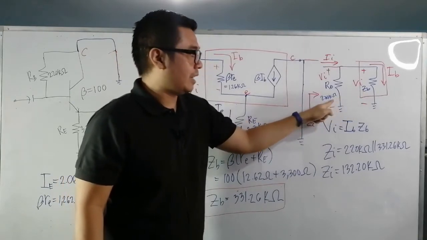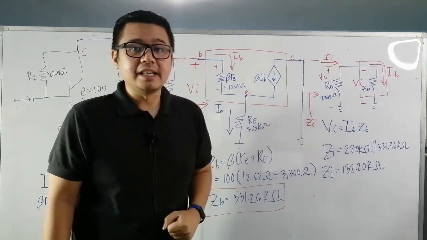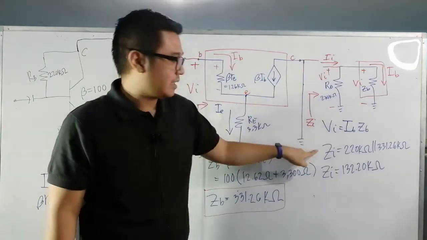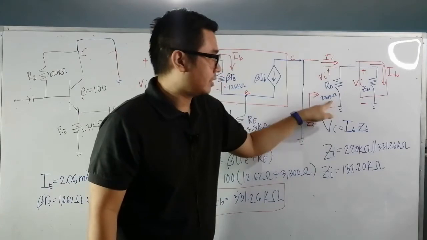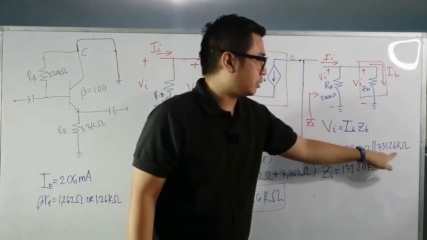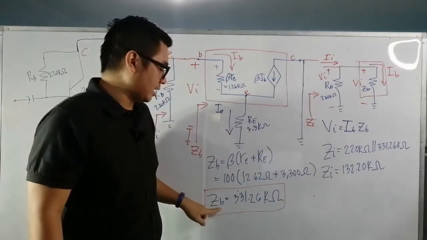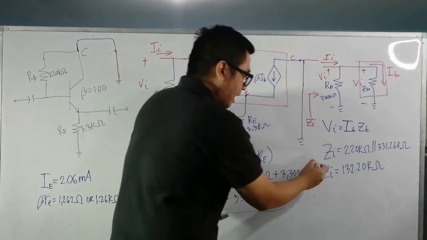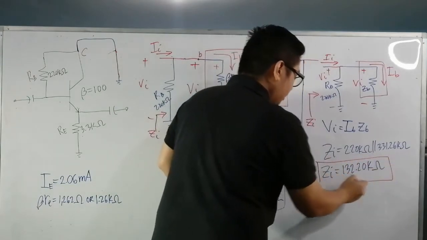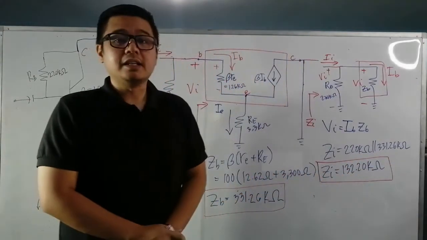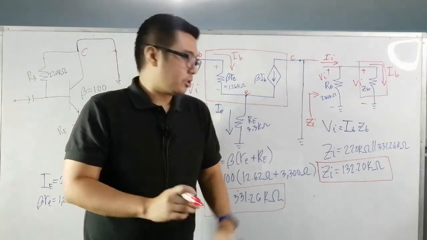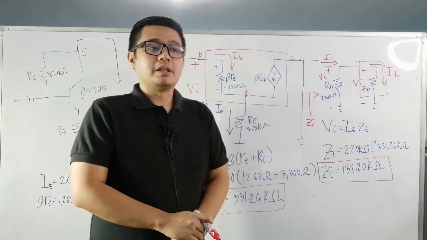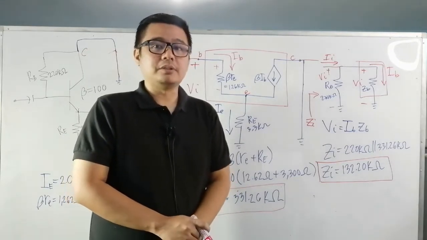Z sub B is parallel with R sub B. Yun ang ating Z sub I or the input impedance. Therefore, Z sub I is equal to 220K parallel with 331.26K, which is yung value ng ating Z sub B. Therefore, Z sub I is equal to 132.20 kilo ohms. As you noticed here, mataas yung ating input impedance for the common collector configuration.